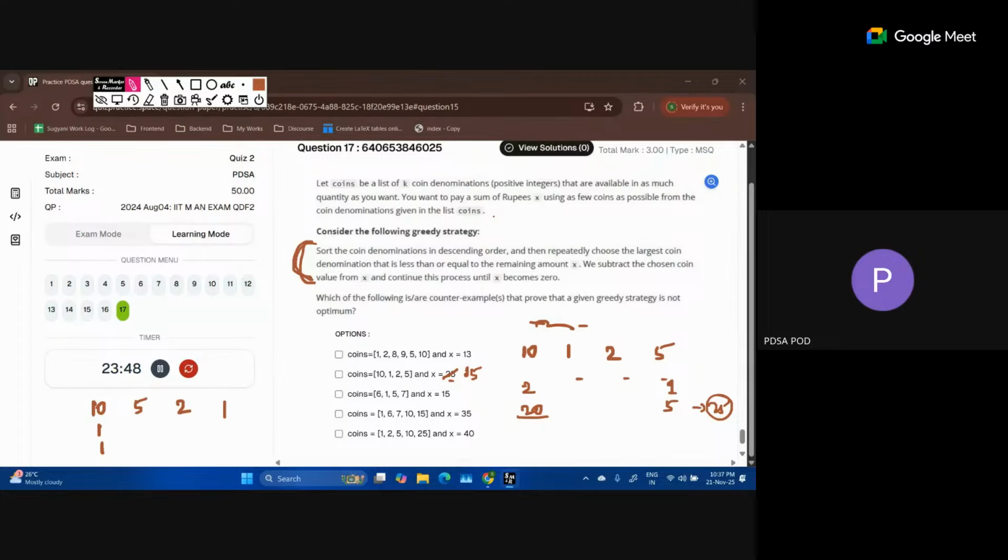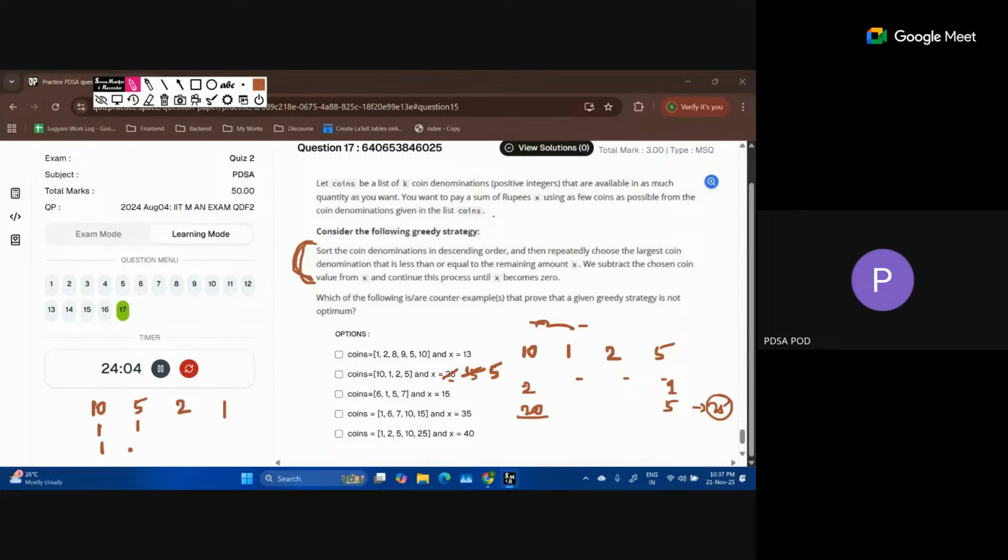Okay, and I will subtract 10 from here. I get 5. Okay, then I choose 5. The largest denomination less than or equal to 5 is 5. So I take a 5 rupee coin, and that is the third coin that I'm choosing, so you are done with 3 coins.